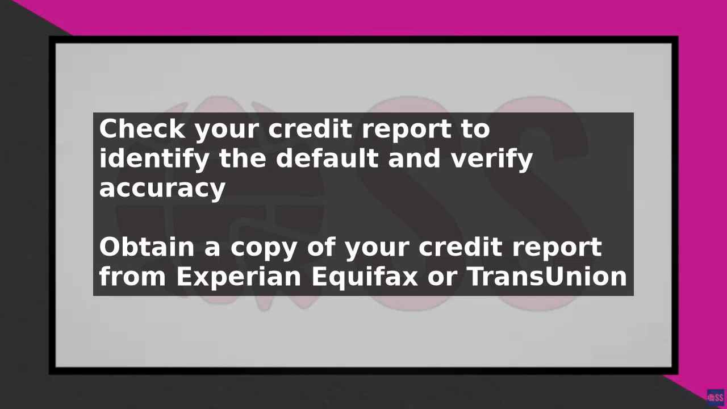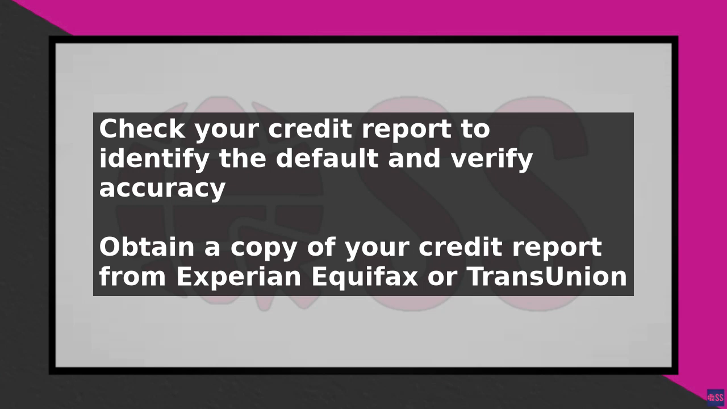To get a default removed from your credit file in the UK, it is essential to understand the process and the steps involved. First, you need to check your credit report to identify the default and verify its accuracy. You can obtain a copy of your credit report from one of the three main credit reference agencies in the UK, namely Experian, Equifax, or TransUnion.